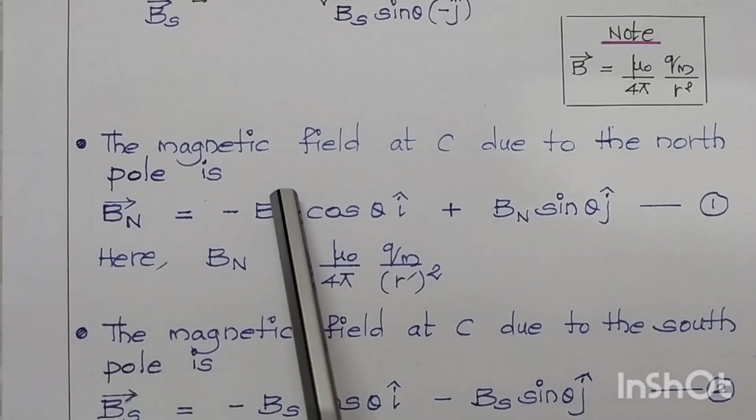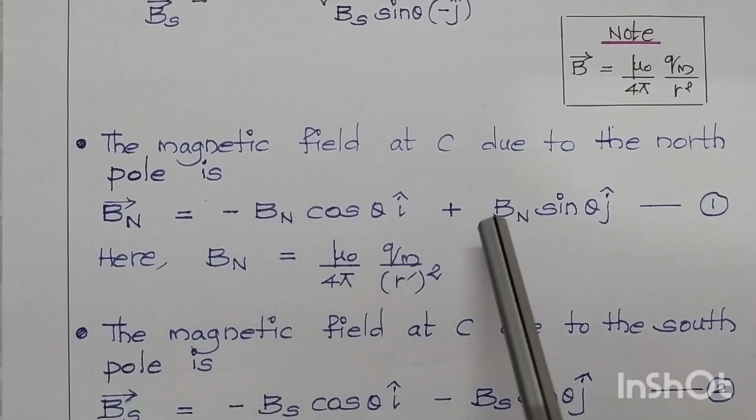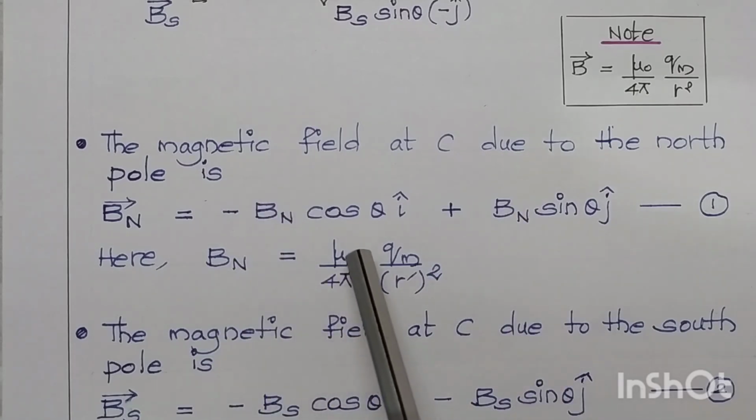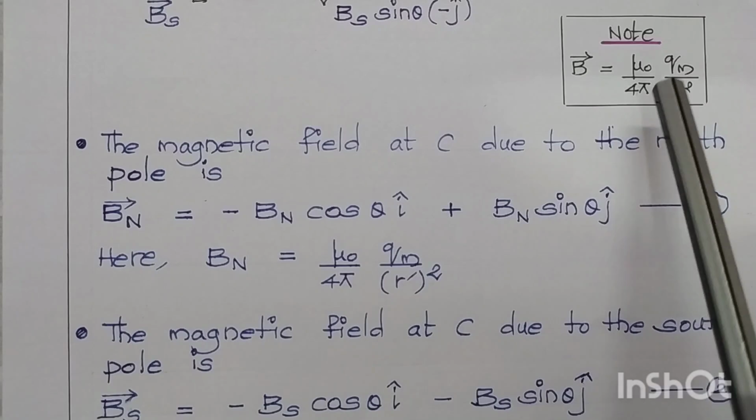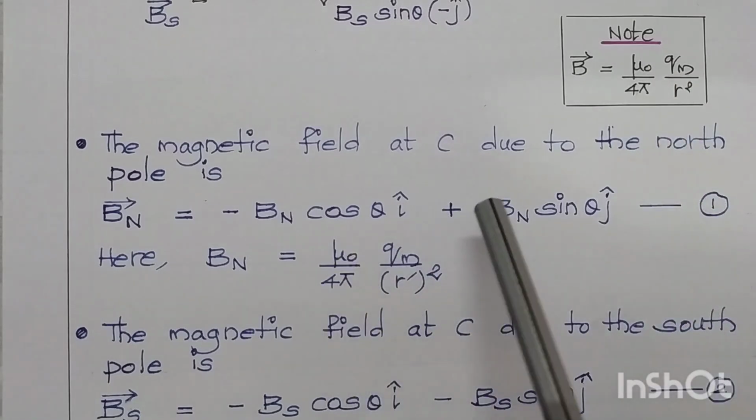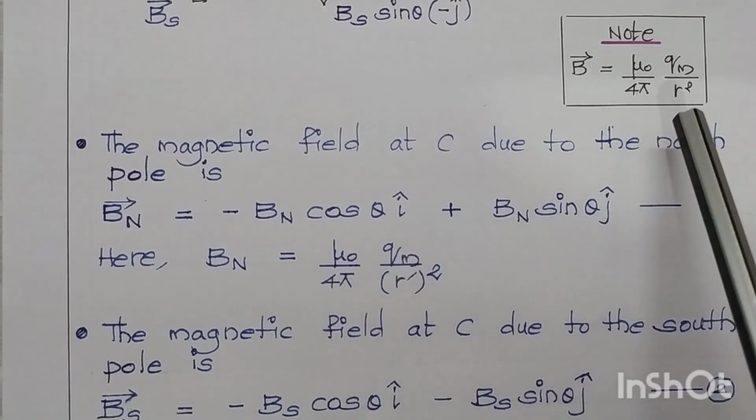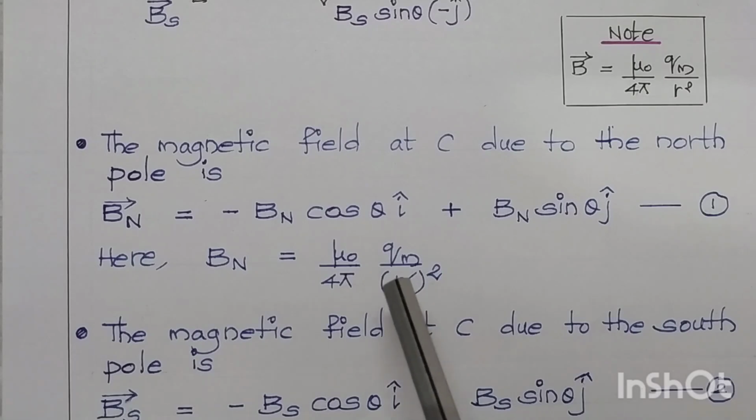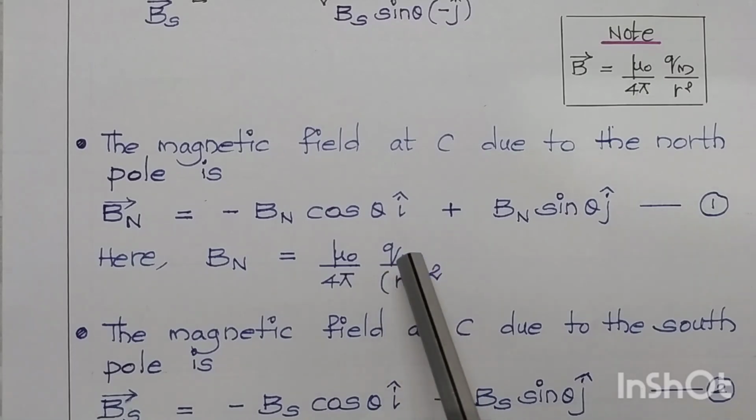Here the magnitude of this Bn is nothing but what? Mu naught by 4 pi and Qm by R square. But here according to the diagram this is not R, this is R dash. So we also write R dash square.